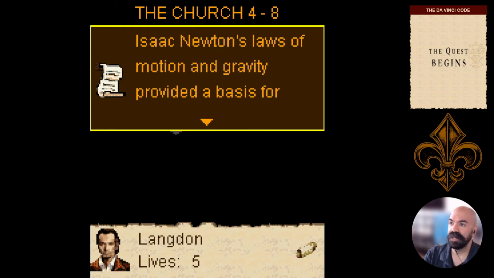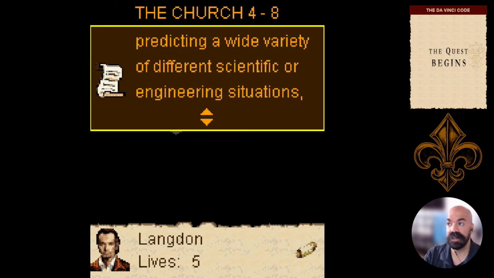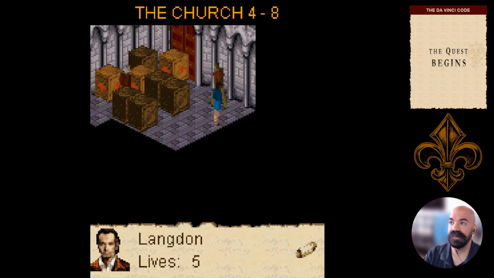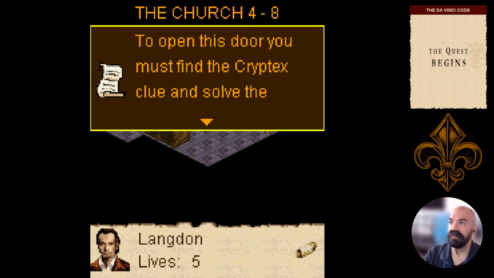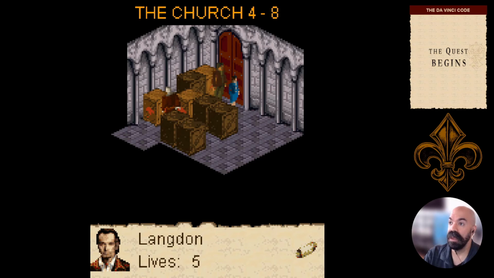Laws of motion and gravity provided a basis for predicting a wide variety of different scientific or engineering situations, especially the motion of celestial bodies. You must find this door. To open the door, you must find the cryptex clue and solve the cryptex puzzle.